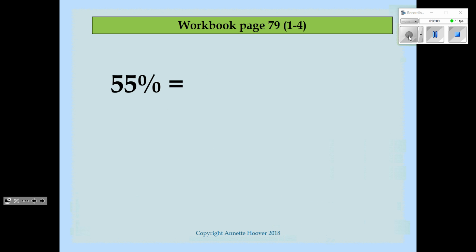If you are doing our assignment on workbook page 79, these are the first 4 problems. So here's an example of what you'll be doing. 55%, you always take the percent, write it over 100, and then you simplify. Both of these happen to be divisible by 5. So if I divide the numerator by 5, that gives me 11. If I divide the denominator by 5, that gives me 20. So the answer is 11/20.